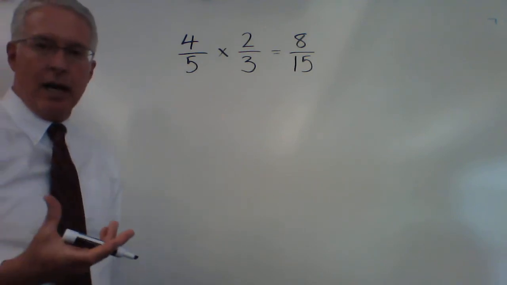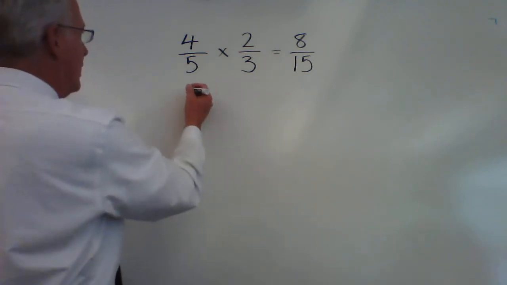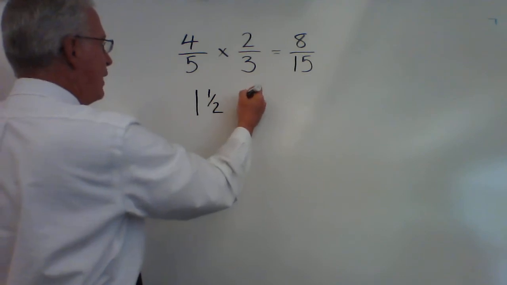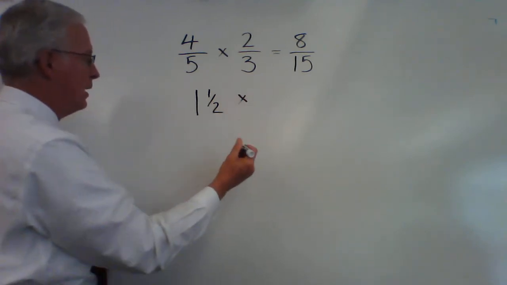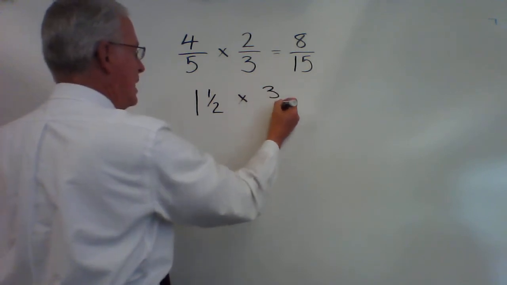Now, the only time it's tricky is if we get, say, a mixed number. Like, let's say we get 1 1/2 times 3/5.